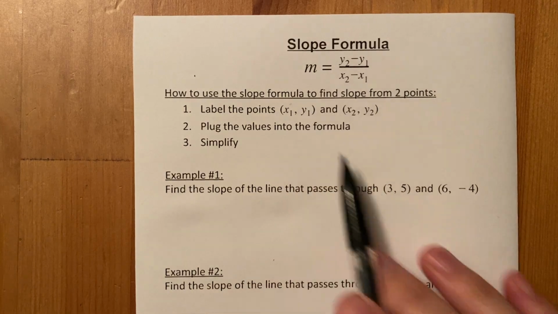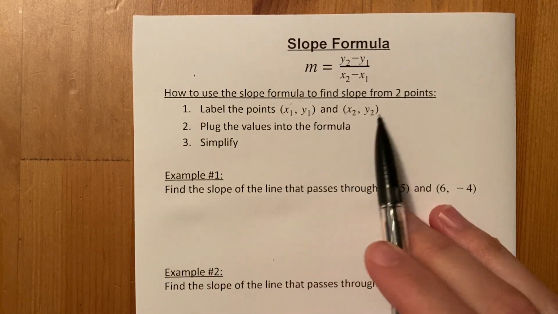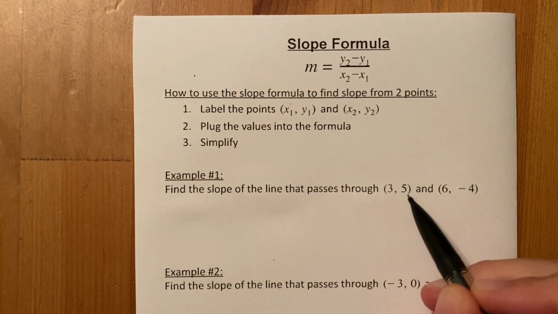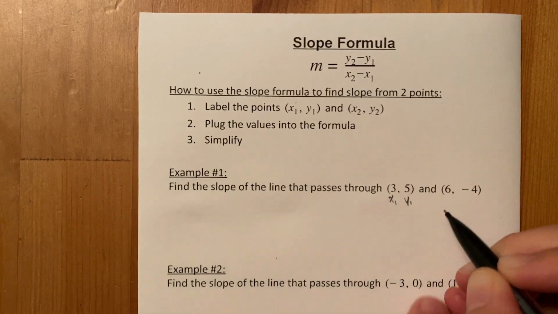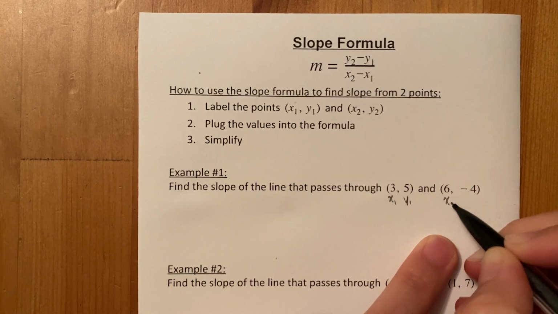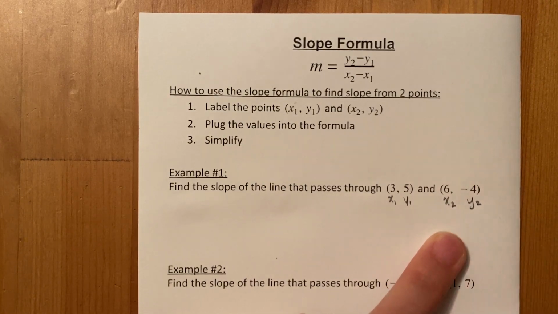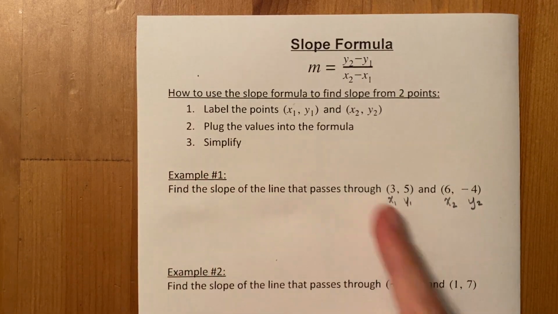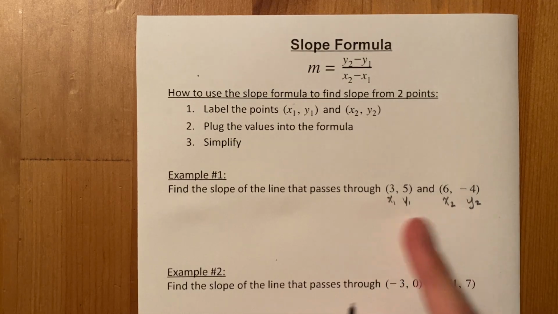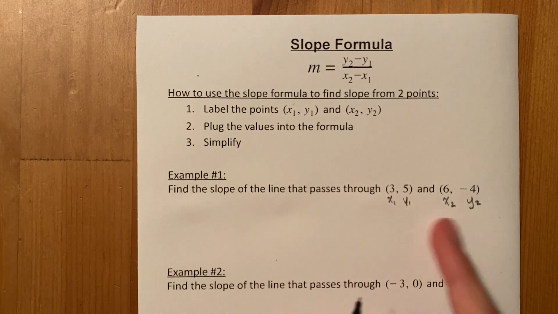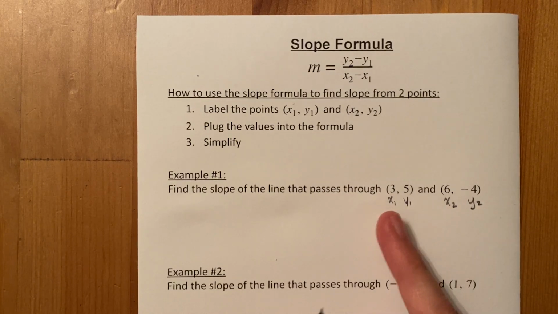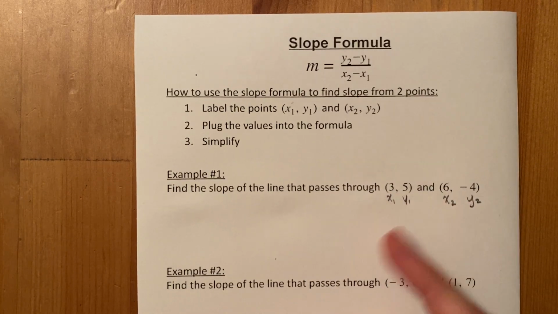You label the points. So here's x1, y1, x2, y2. This is point number 1, x value and y value. This is x value number 1, this is y value number 1. This is point number 2, so this is x value number 2 and y value number 2. I always label my points because the most common mistake you're going to make is mixing up where the numbers go, and you can avoid that by taking 5 seconds to label. It's always x1, y1, x2, y2.